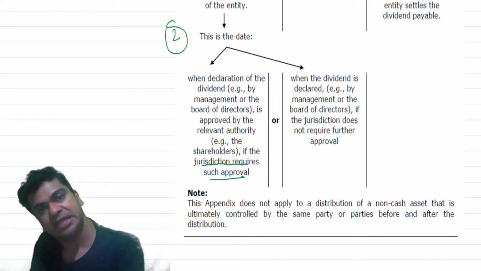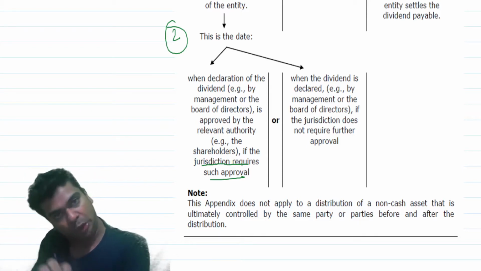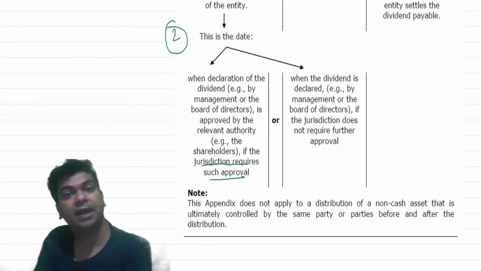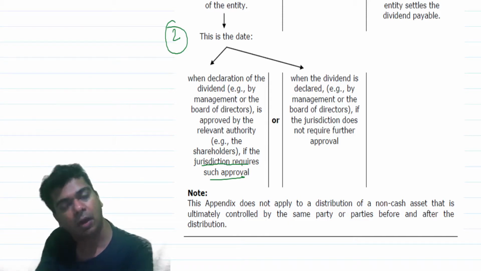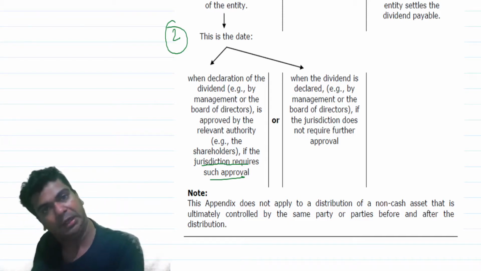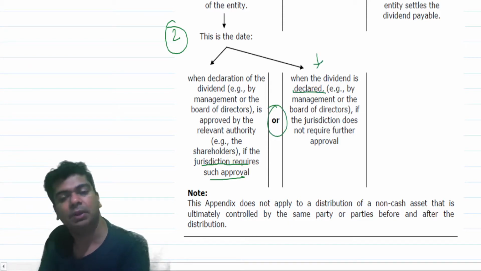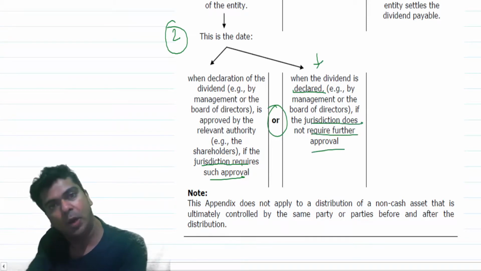You may say that such kind of authorization is not required. Okay, if the authorization is not required, the moment the dividend is declared by the management or the board of directors, go ahead and record an accounting entry for the dividend payable. That is the second one: when the dividend is declared, for example, by the management or the board of directors, if the jurisdiction does not require further approval.